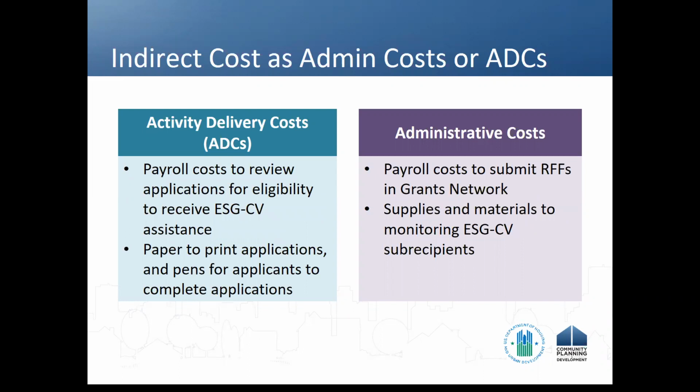Okay, example ADCs include payroll costs to review applications for eligibility to receive ESG-CV assistance, or paper to print applications and pens for applicants to complete those applications. On the other hand, example admin costs include payroll costs to submit budget forms to the grantee, for example. So a subrecipient's submitting forms to you, the state, or supplies and materials to monitor your ESG-CV subrecipients.